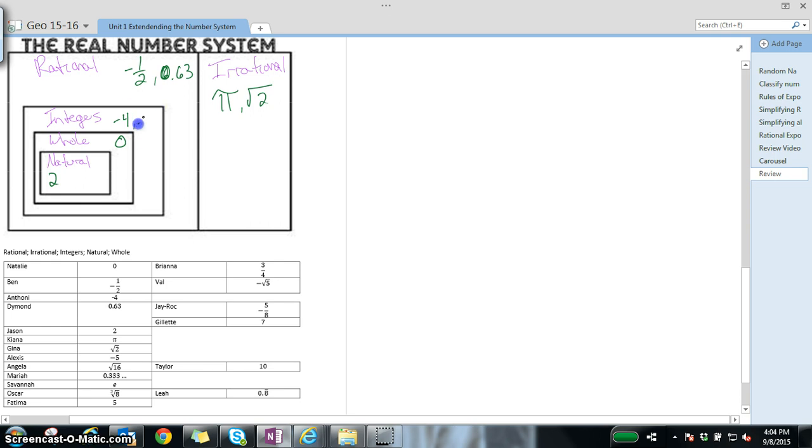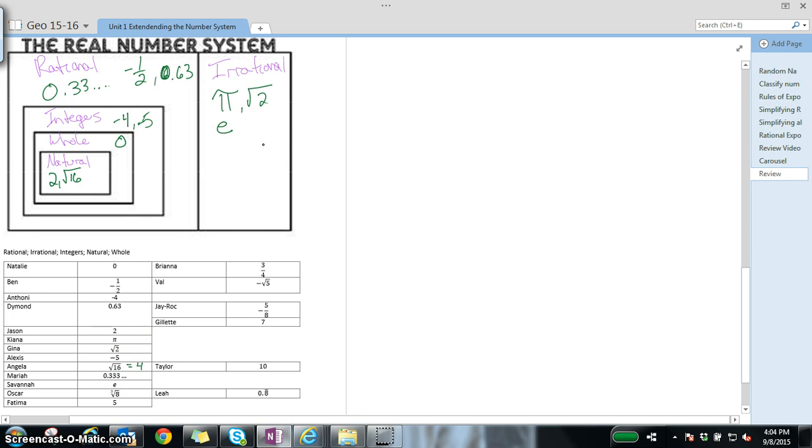Negative 5, along with negative 4. Square root of 16 really is 4, so I kind of tricked us. And where does 4 belong? But it's still classified as square root of 16 because that's what it is. 0.3 repeated, repeating decimals, written as fractions. So it's rational. E, irrational.